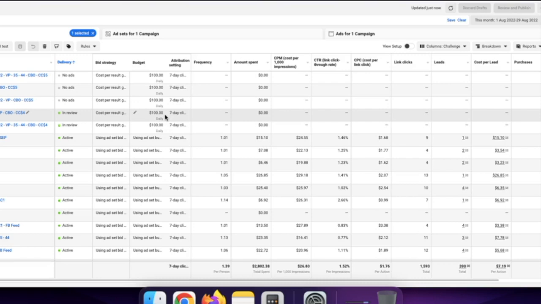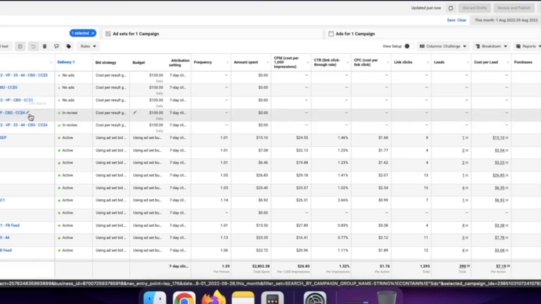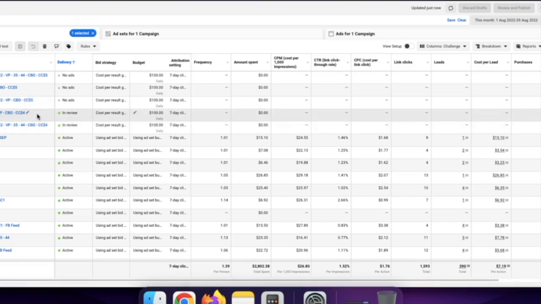The negative is that if you set this too low, a $4 cost cap could be too low, the campaign might not spend because the algorithm is struggling to find leads at such a low cost. So again, it's a fine balance of putting the cost cap in to safeguard you from spending too much per lead, but if you put it too low, the campaign isn't going to spend.